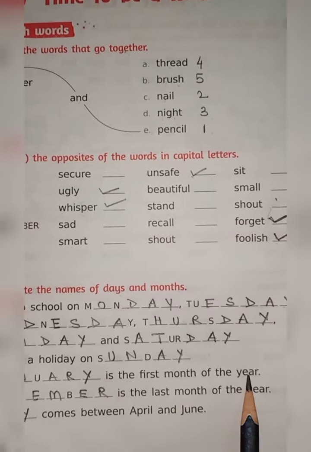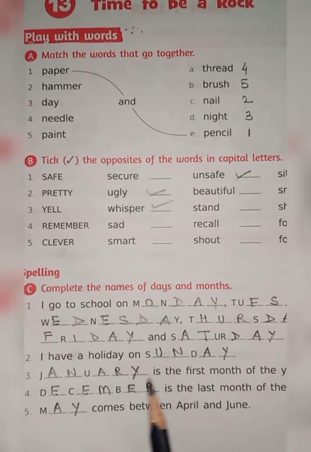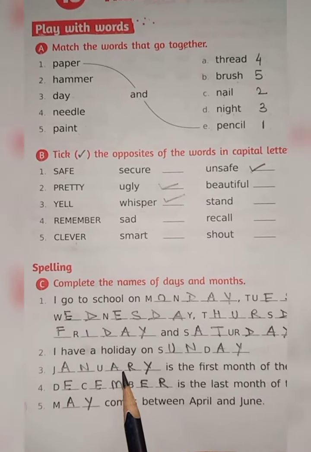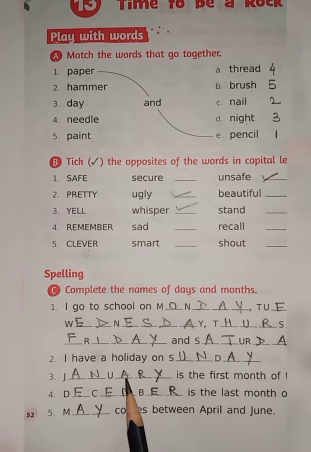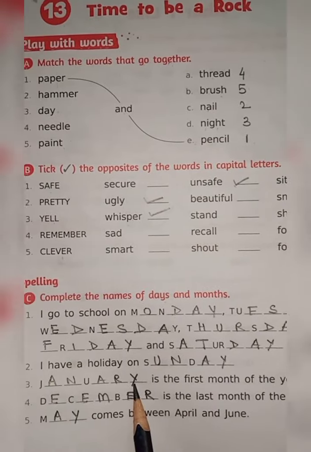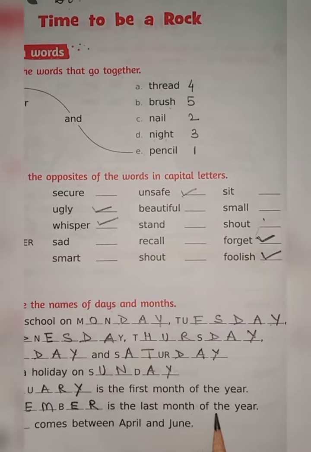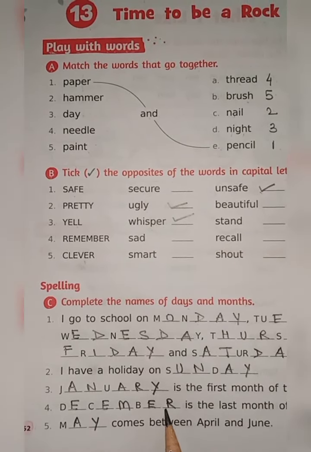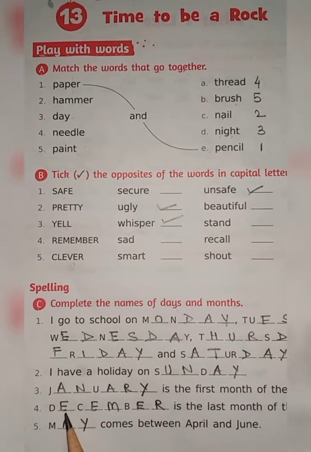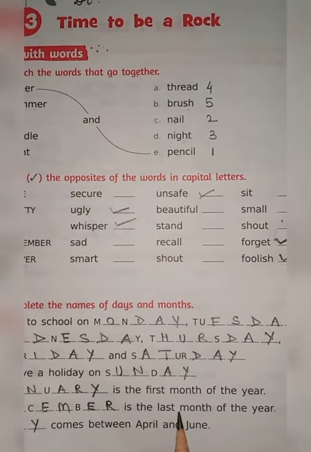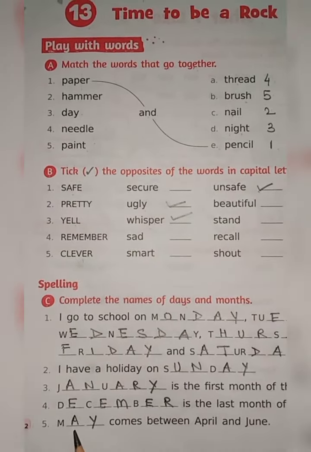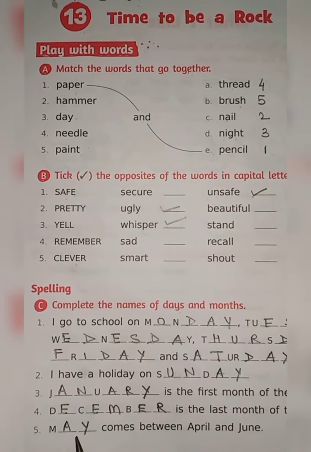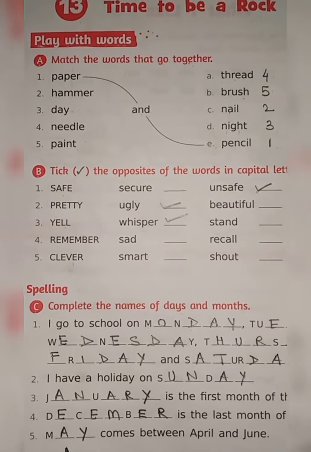January is the first month of the year. In the dash, you will write A-N-A-R-Y. J-A-N-U-A-R-Y, January is the first month of the year. Next, December is the last month of the year, D-E-C-E-M-B-E-R. In the dash we will write E-E-M-E-R. December is the last month of the year. Last one is, May comes between April and June. The spelling is M-A-Y. In the dash we will write A-Y.